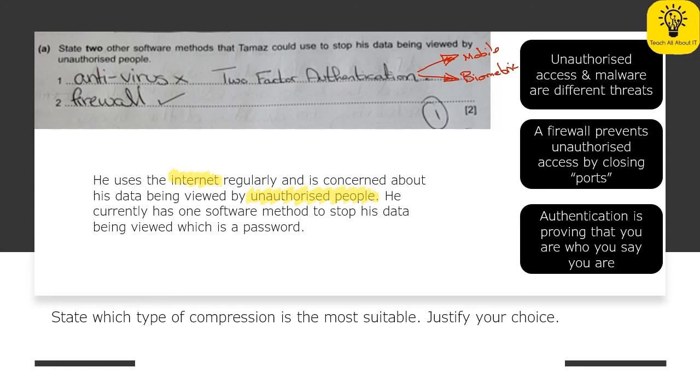So he currently has one software method to stop his data, which is a password. So we can't use strong passwords, we can't use passwords as a method to stop people from accessing the system. So we're going to have to use something else. So instead of a password, we can use other factors of authentication. Now factors of authentication are something you are, something you know, and then something you have. Now biometrics are mobile, they're something that you have. Passwords are something you know. A firewall simply closes the doors to the network, so you're not going to be able to get in.